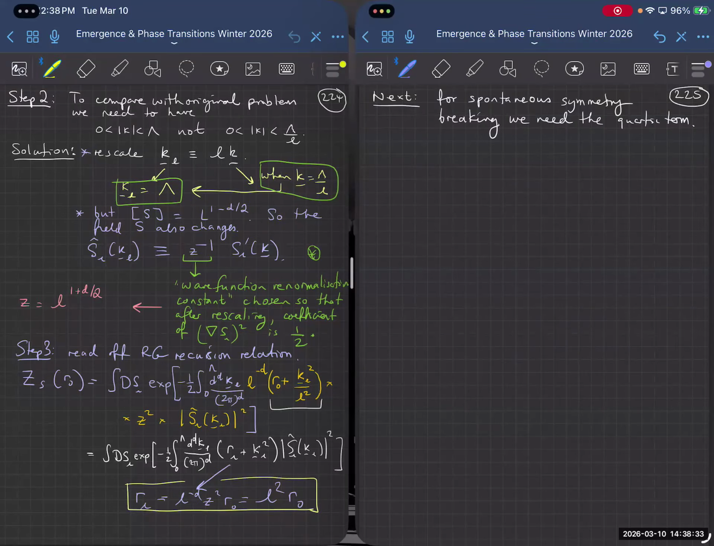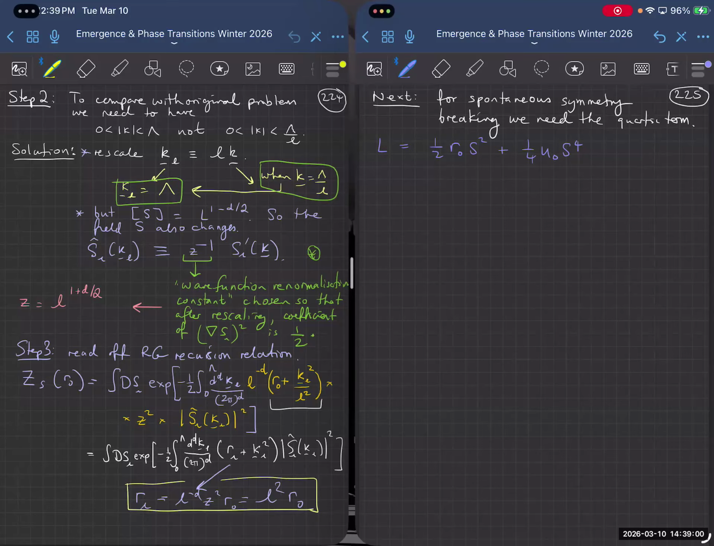So the problem with the Gaussian model is everything is just quadratic, but there's no spontaneous symmetry breaking. So what we want to do now is put in the symmetry breaking. So the next thing we're going to do is go back to our Landau theory or our effective Hamiltonian. We had originally R naught S squared plus the gradient terms. Now we're putting in the 1/4 U naught S to the 4th term.